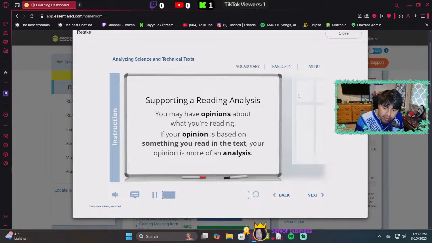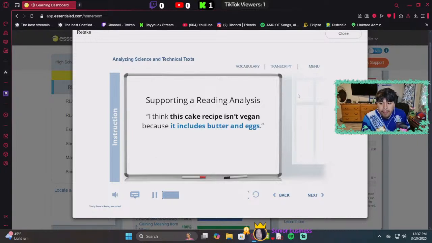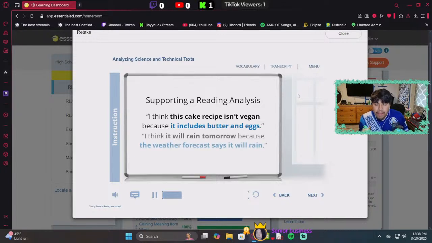A reading analysis is an opinion about a text which is supported by the text. So, you might say, I think this cake recipe isn't vegan because it includes butter and eggs. Or, I think it will rain tomorrow because the weather forecast says it will rain. If your opinion can be supported by something in the text, it's an analysis.